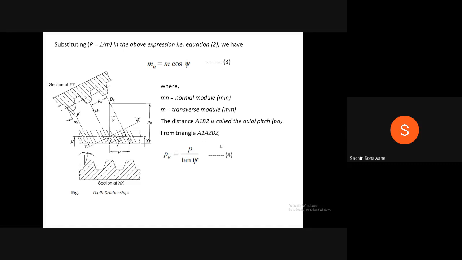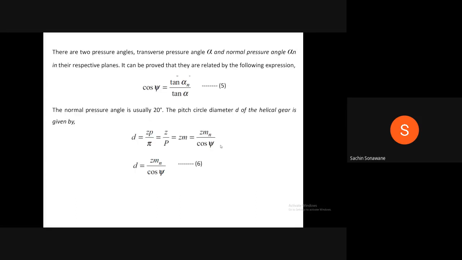Equation number 4: PA is equal to P upon tan psi. There are two pressure angles. First is the transverse pressure angle alpha, and the normal pressure angle alpha n, in their respective planes. It can be proved that they are related by the following expression: cos psi is equal to tan alpha n divided by tan alpha. Equation 5. The normal pressure angle is usually 20 degrees.